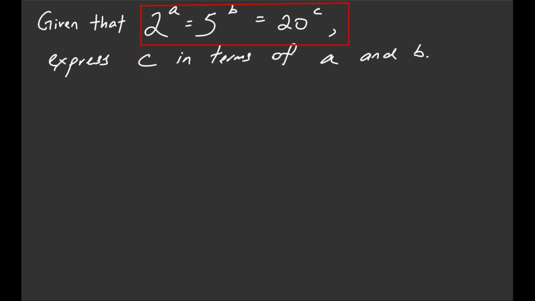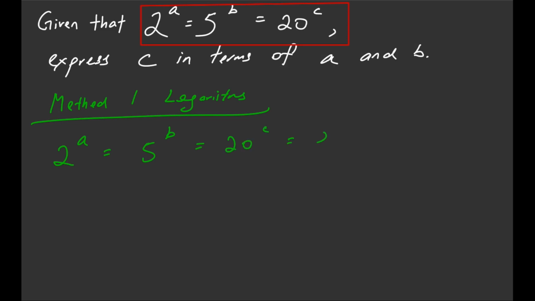There are a few methods to solve it. I'm going to show you 2 methods. The first method would be using the concept of logarithms. We're going to start with what is given. We have 2 power of A is the same as 5 power of B equals 20 power of C.